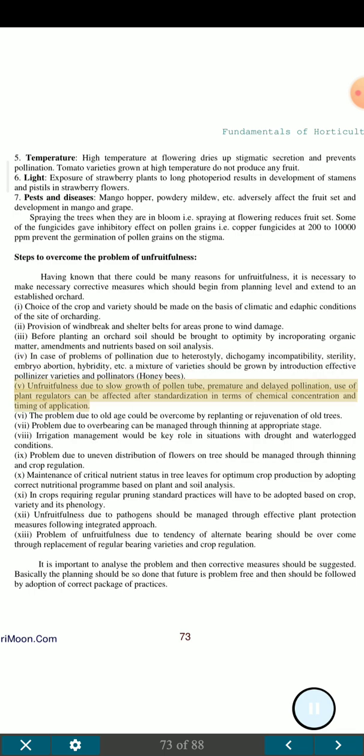V. Unfruitfulness due to slow growth of pollen tube, premature and delayed pollination: use of plant regulators can be effective after standardization in terms of chemical concentration and timing of application. VI. The problem due to old age could be overcome by replanting or rejuvenation of old trees. VII. Problem due to overbearing can be managed through thinning at the appropriate stage.